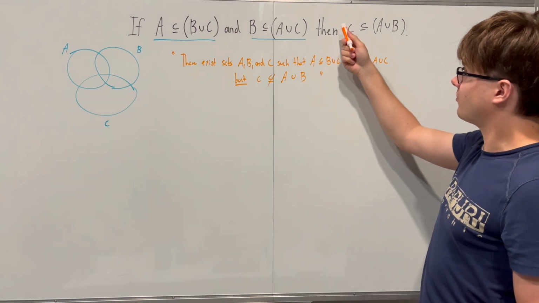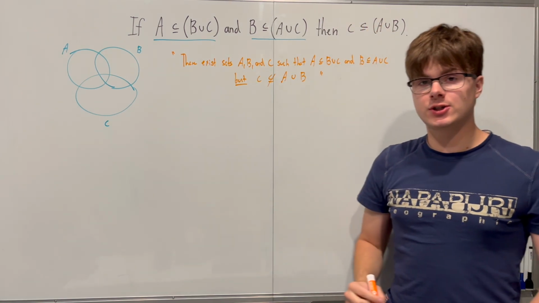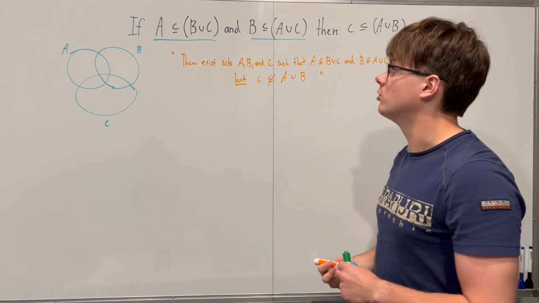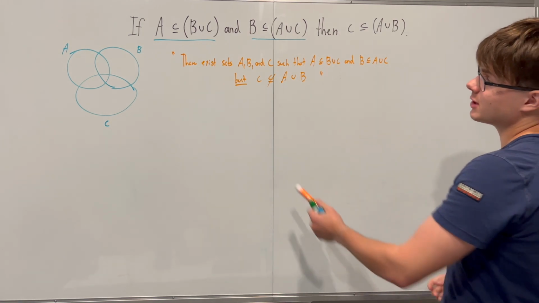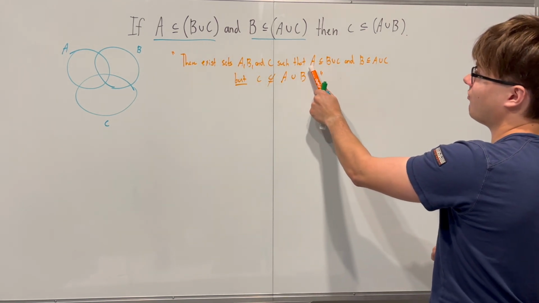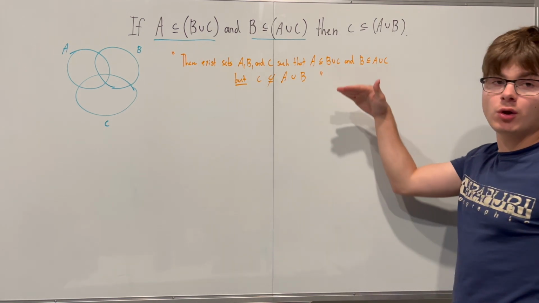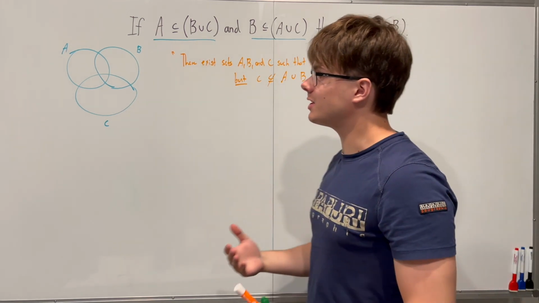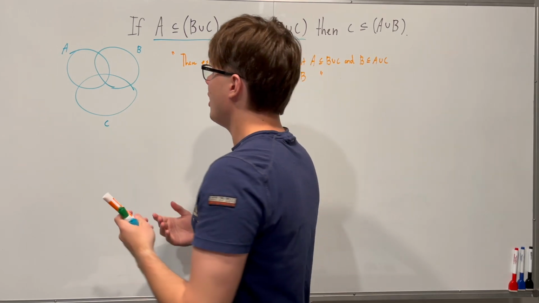So to prove this is false, we need to prove that this orange statement is in fact going to be true. And how are we going to do this? Well, that means we have to come up with exact examples of A, B, and C that will follow this rule, that will follow the orange statement. So how are we going to come up with sets A, B, and C? Well, let's have a look.